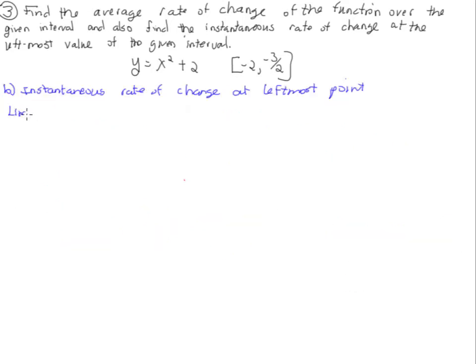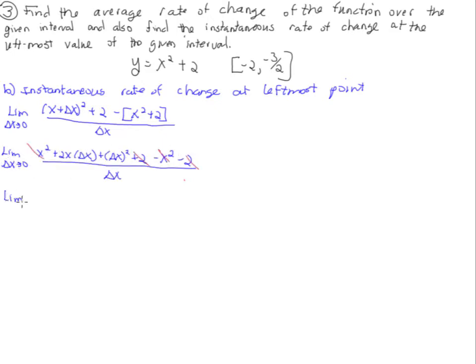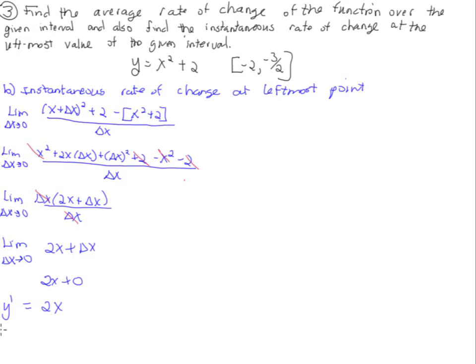Next, we were asked to find the instantaneous rate of change at the leftmost point, and this is given by the derivative. Using our definition of derivative, I will replace every x with x plus delta x, then subtract f of x, all over delta x, and use my rules of algebra to simplify. Now we're ready to evaluate the limit by replacing delta x with 0, and we get that our derivative is equal to 2x. So we evaluate that derivative at our leftmost endpoint of negative 2, and we get that the instantaneous rate of change is negative 4.